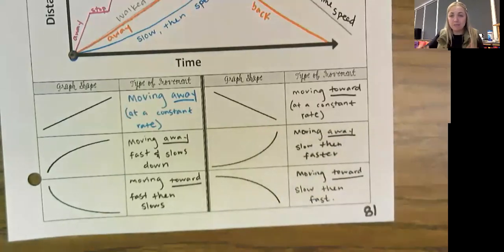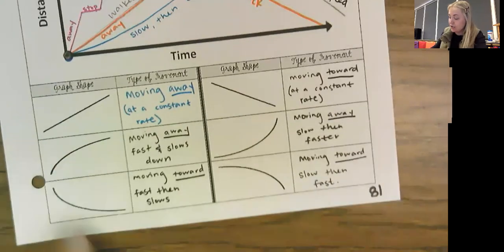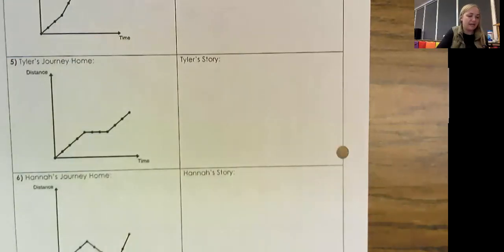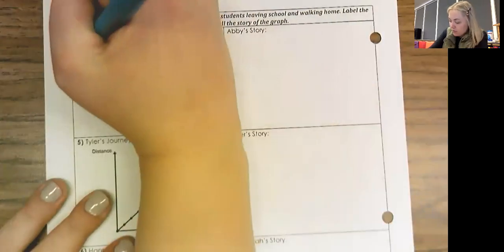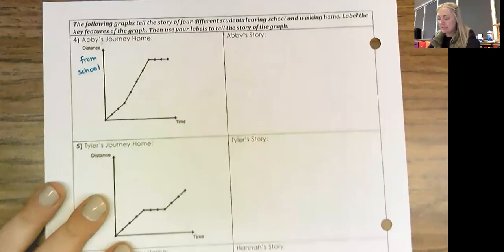Okay, so let's apply this to some real problems that are going to be like the ones that you see on tonight's homework. So flip your paper over. We're going to look at page 60 or 82. Use these as reference. And we are going to split this backside up into different sections. So, for example, on Abby's journey home, on the left side, on the y-axis, you've got her distance, and we are going to write in that this is Abby's distance from school.